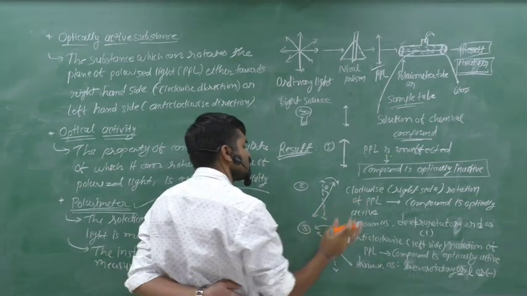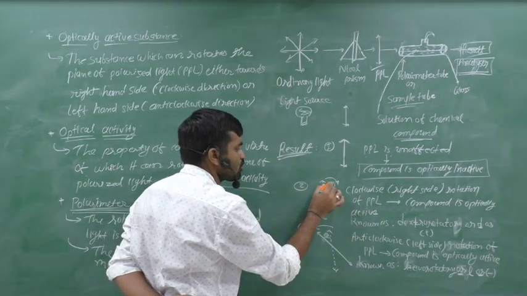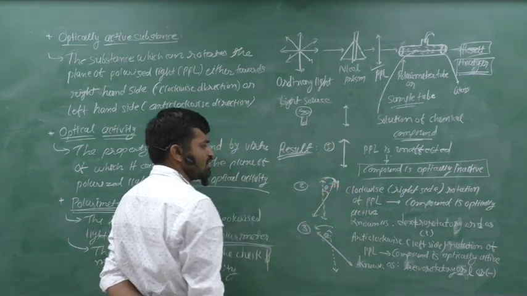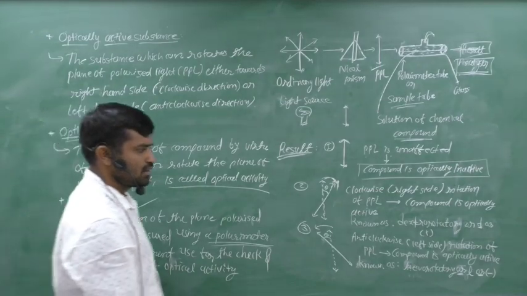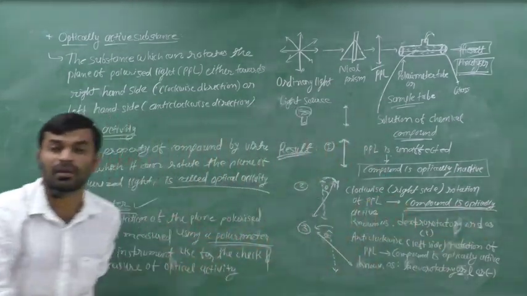Now we pass it through the sample tube containing the compound, and as a result we get rotation to the right side, or rotation in the clockwise direction. Therefore you can say that the compound is optically active because it can rotate the plane of polarized light.